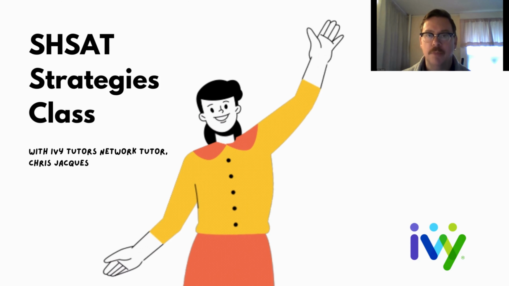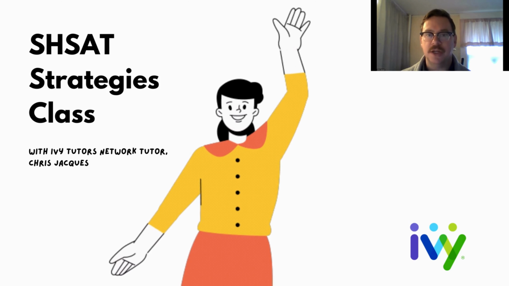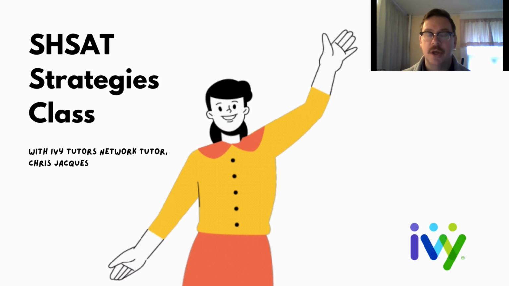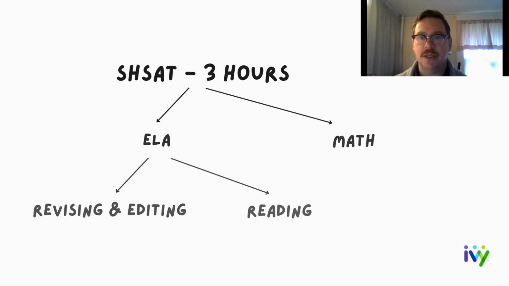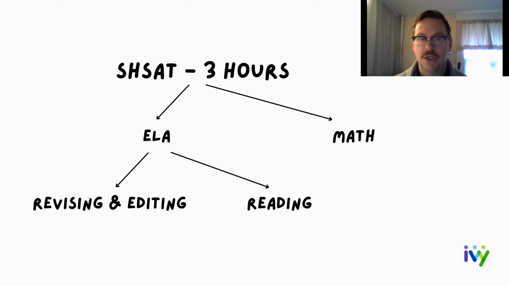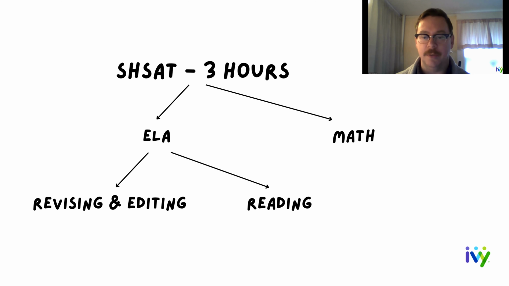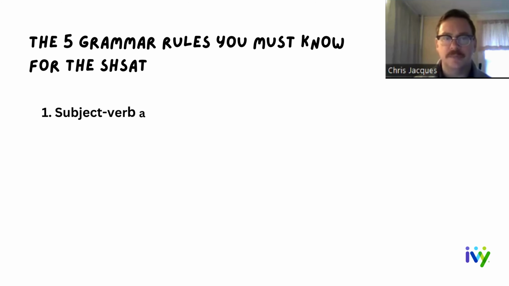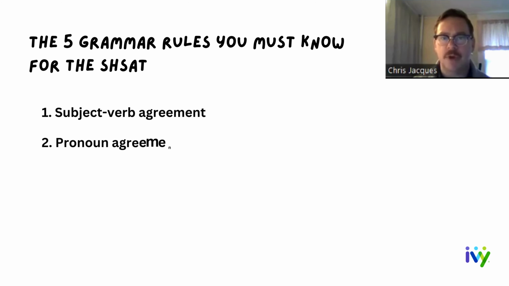Today, I'm going to give you a brief rundown of all of the sections of the SHSAT with some examples in each section. So the SHSAT, as I'm sure you know, is broken down into two main sections, the ELA, English Language Arts, and the Math section. The ELA section is further broken down into revising and editing and reading. The revising and editing section is even further broken down into standalone revising and editing and a longer passage-based revising and editing. First, I'm going to start with a brief rundown of some of the grammar rules that we have.